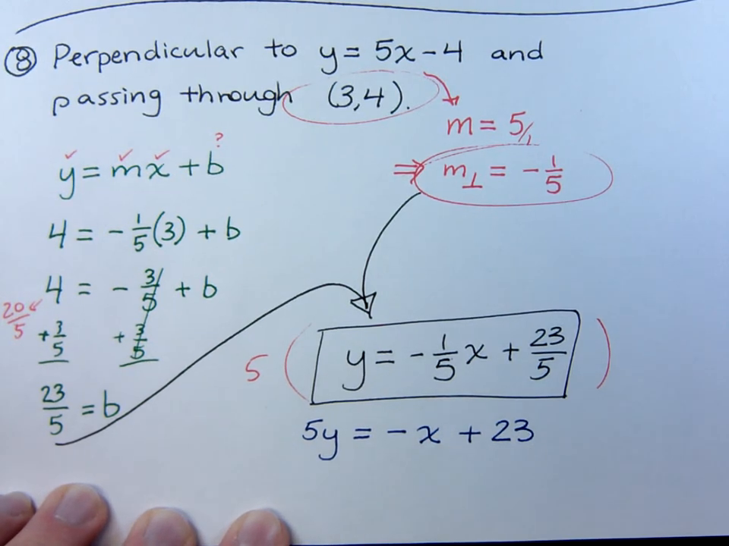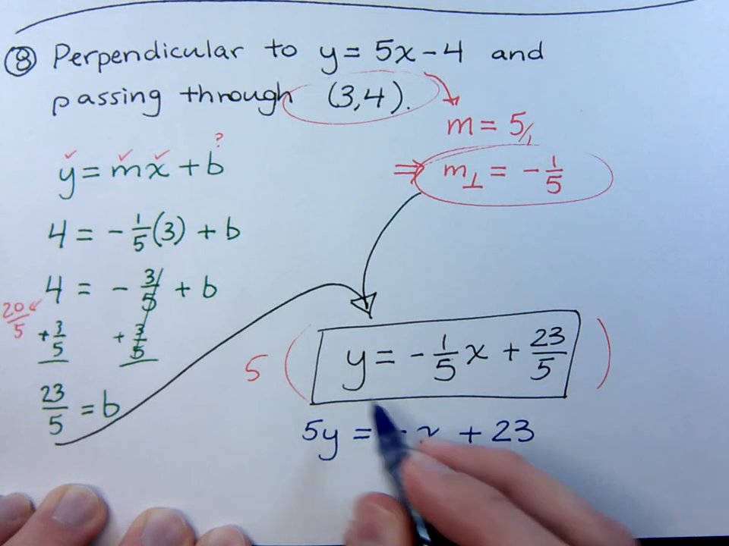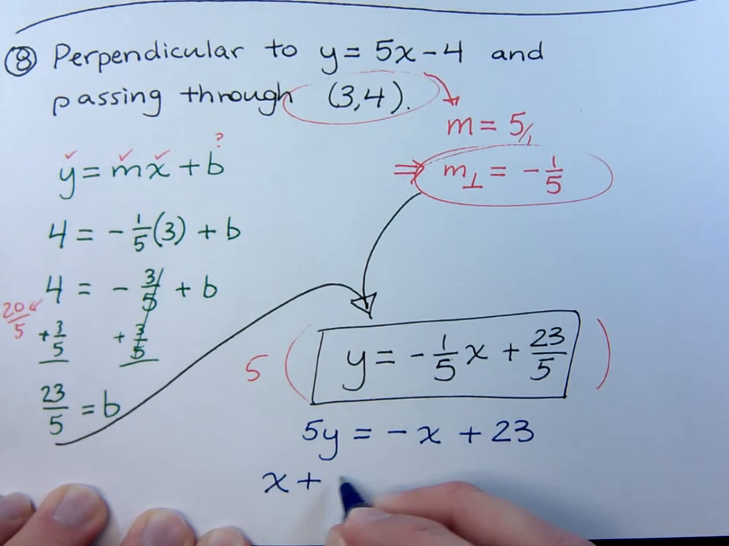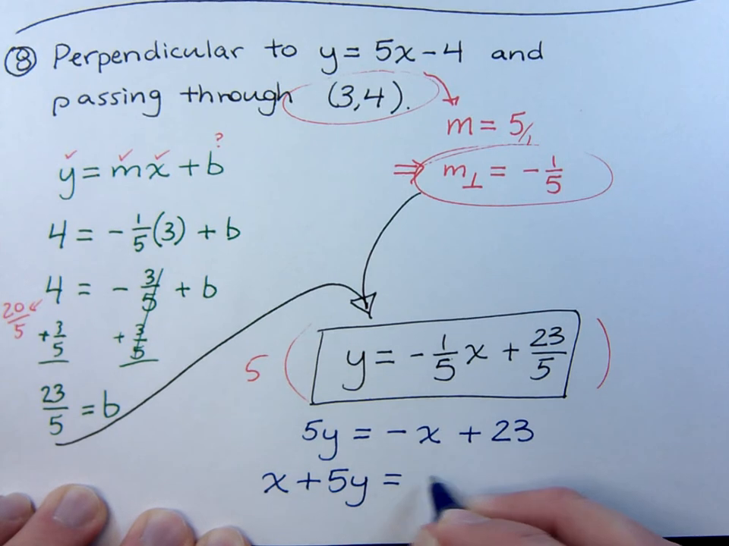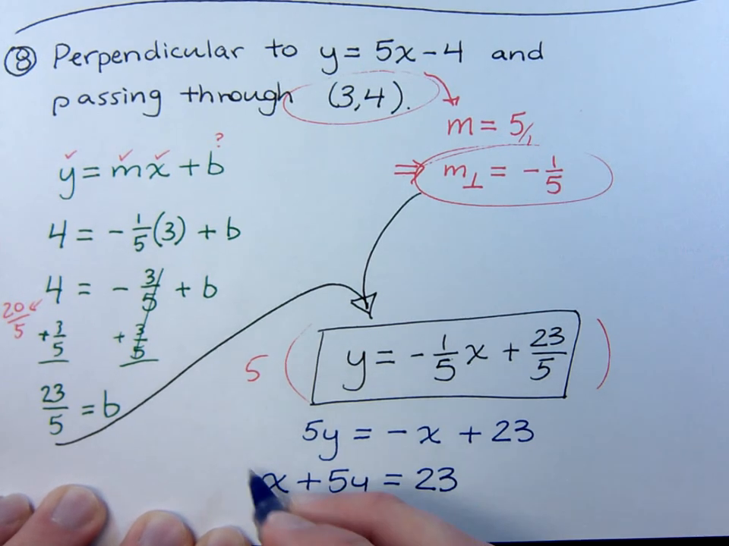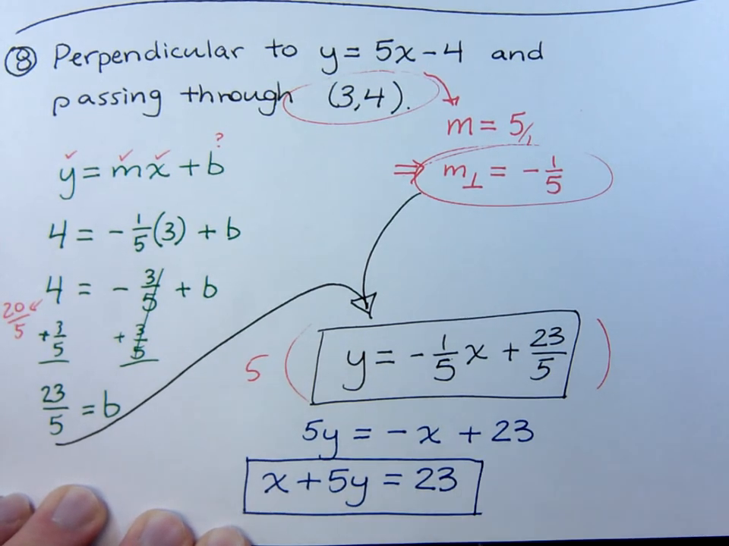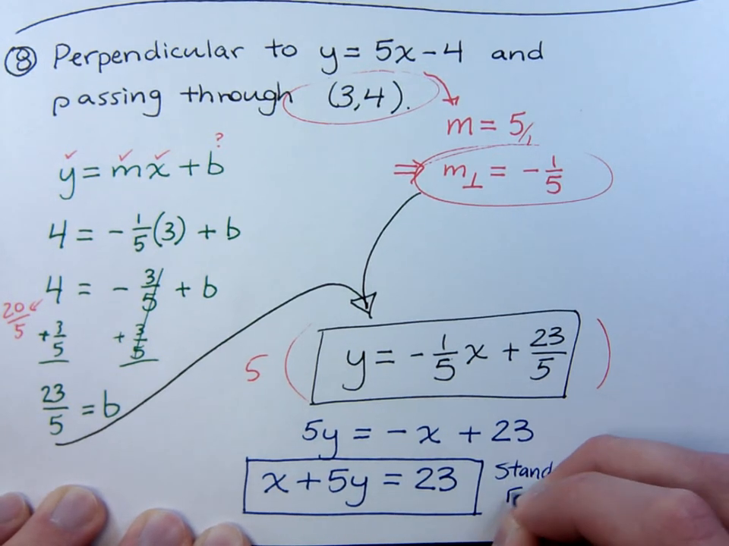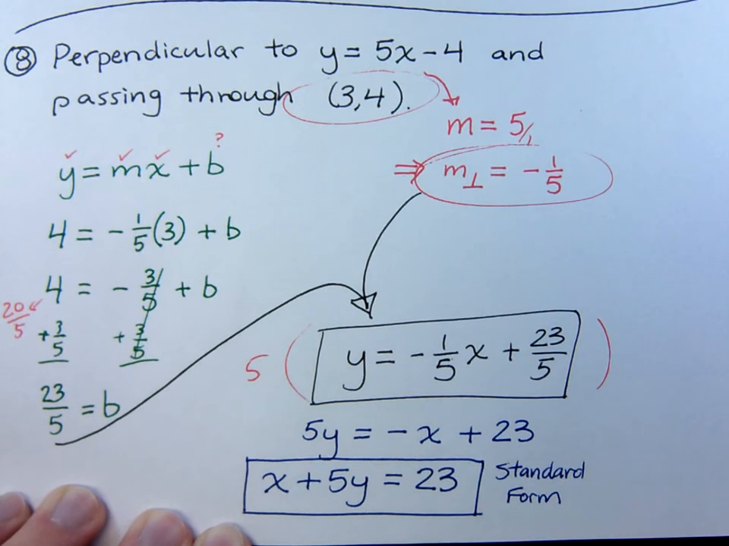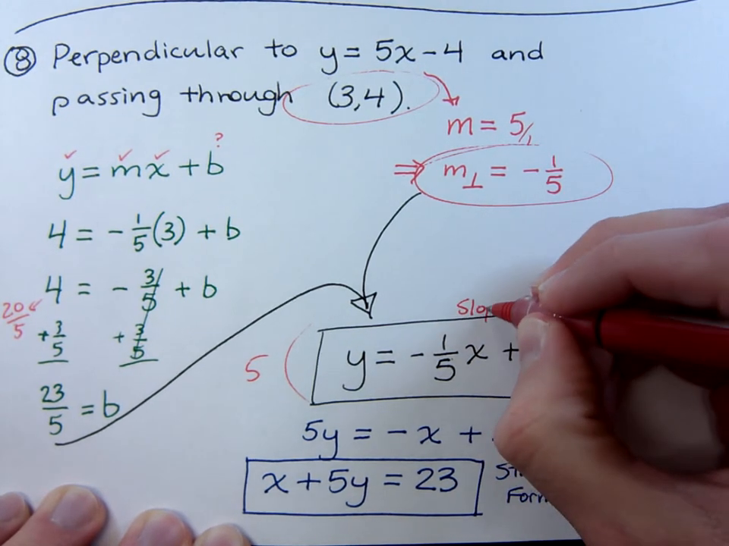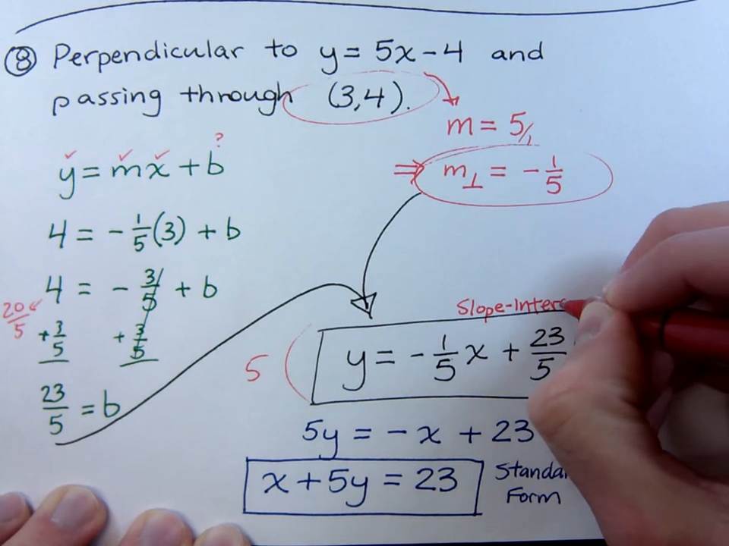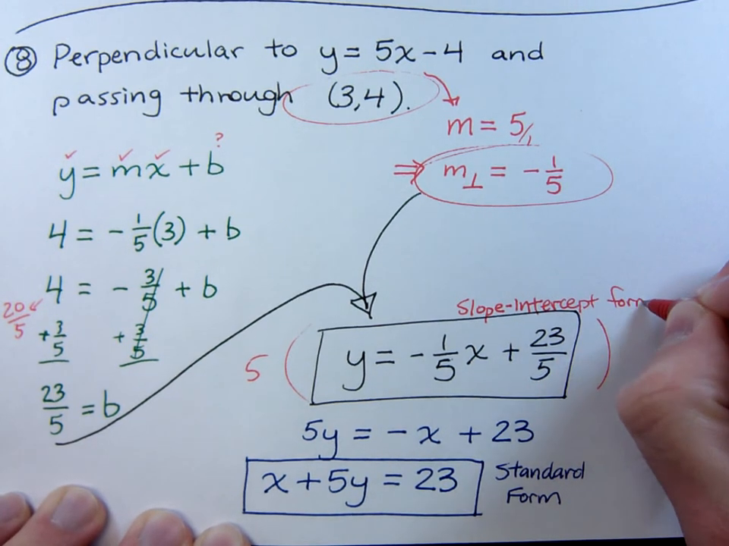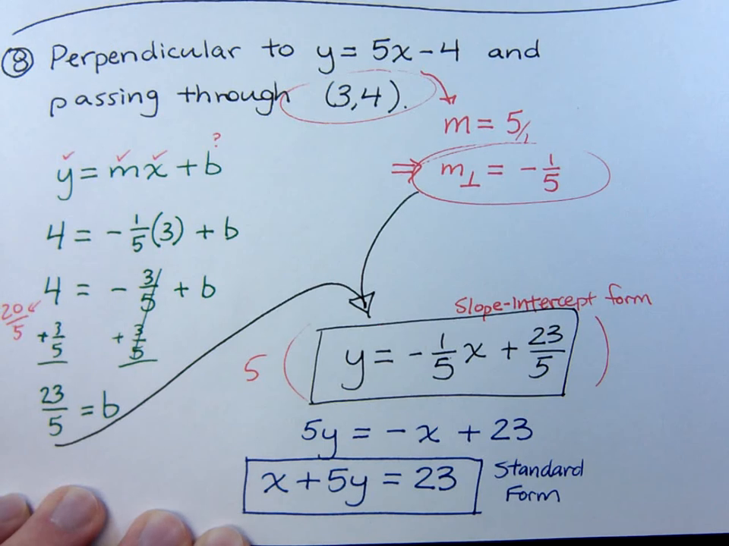And to finish putting this in standard form, you want your x and y on the same side, so add the x over. So that's x plus 5y equals 23. So this is another acceptable answer for this problem. This is your standard form, and this guy right here is your slope-intercept form. Both are acceptable, both are right. This guy, we're going to see him in the next couple of videos. If something is given to you in standard form, keep it in standard form.